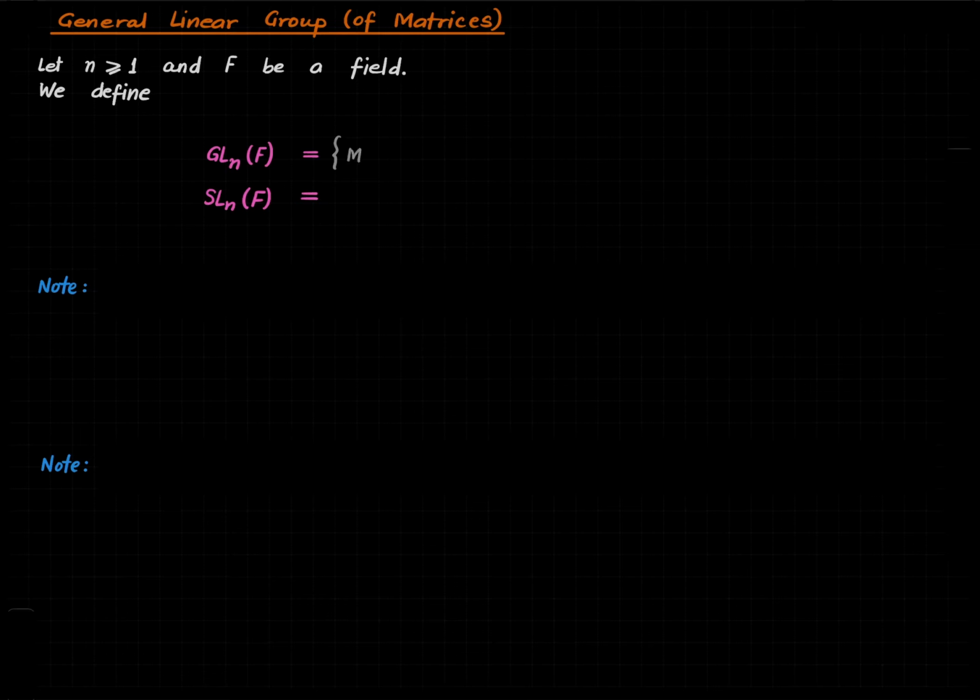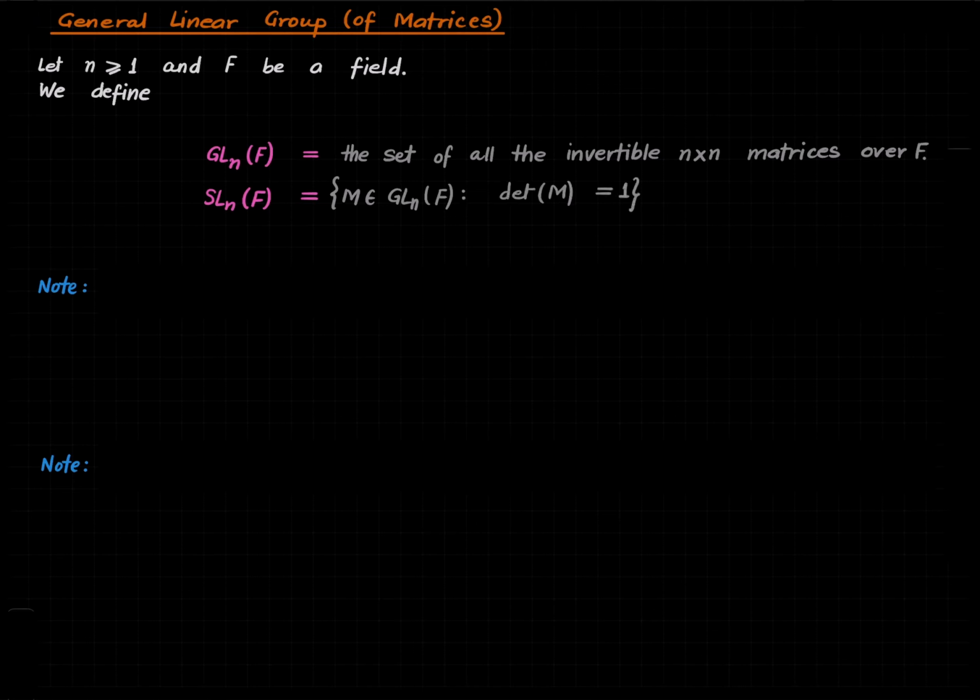How do I write this? Let me write it in words. The set of all the invertible n cross n matrices over F. So it's a well-defined set, and we define the special linear, or whatever this is. Right now I don't want to call it a group. We define this as all those matrices in GL_n(F) which have determinant 1.